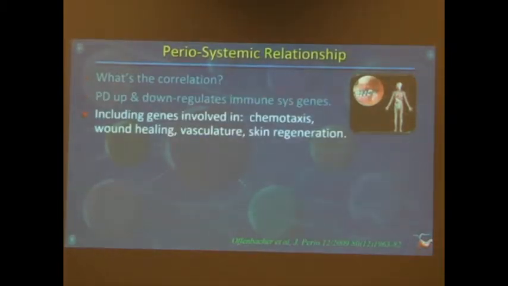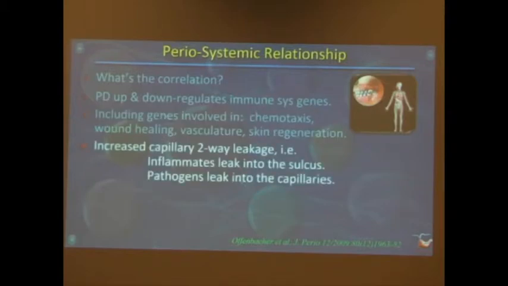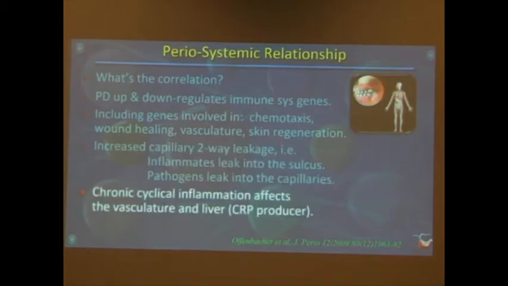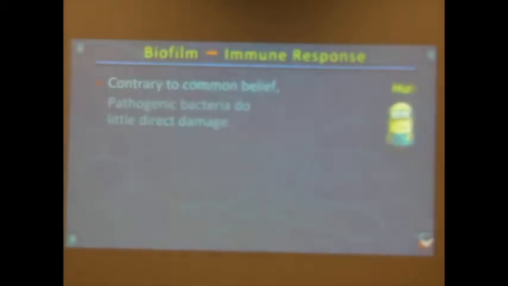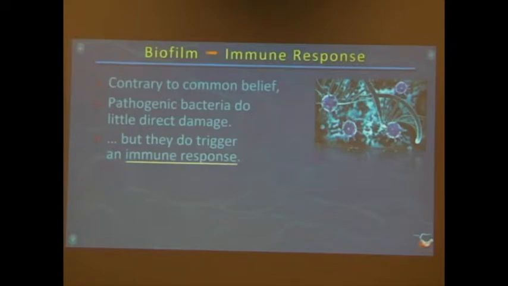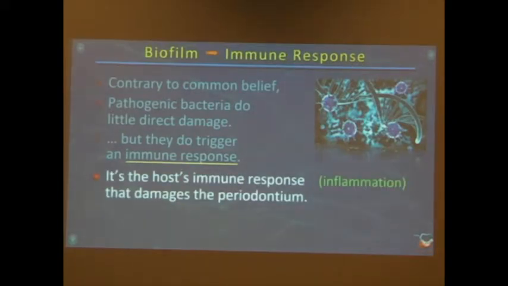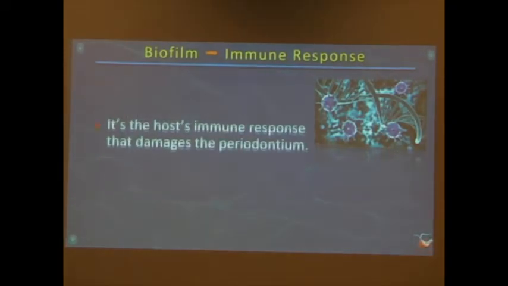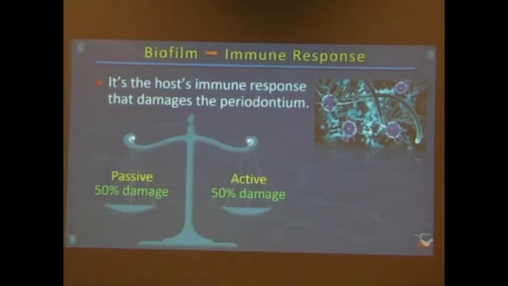The genes are actually up and down regulated by the bacteria we're trying to eliminate. Our immune genes, let me say that again, are up and down regulated by the bugs we're trying to control. So, as I said, the bacteria do very little damage by themselves, but they trigger an immune response, and that produces the damage. 50% of it is passive, and 50% is active.